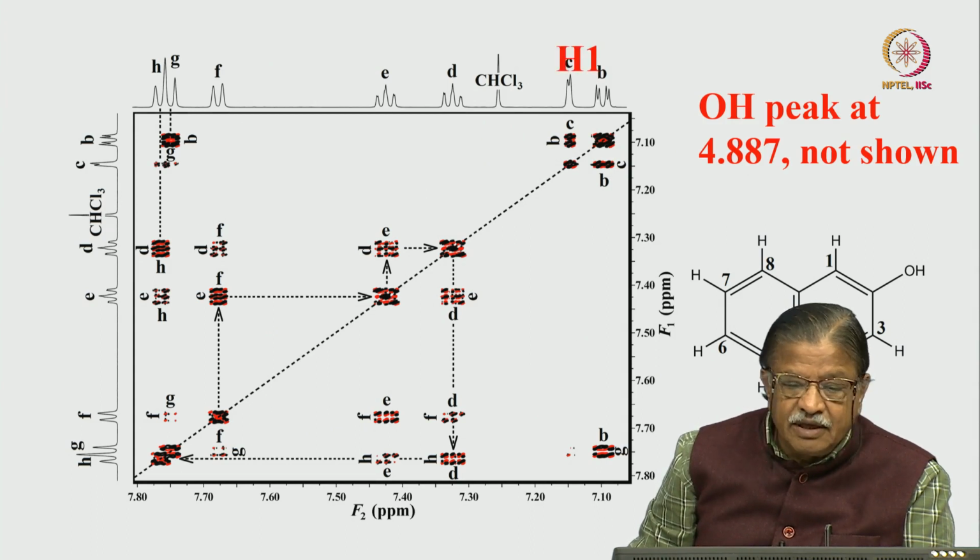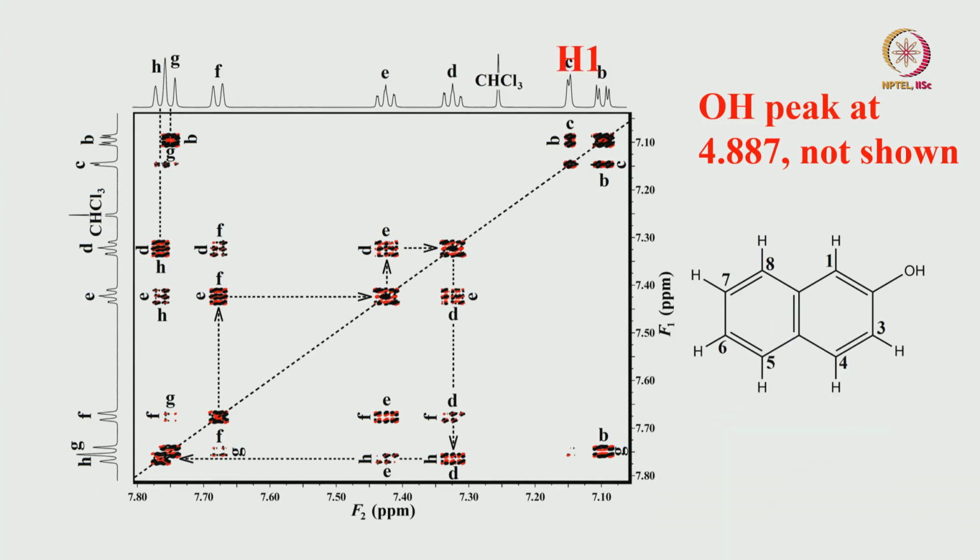Start with this H1. Why will I say H1? This is the only proton that can have a meta coupling and a para coupling. If it is not resolved, it is a doublet or doublet of doublet, with very small separation, and you can find that out. That has to be H1.